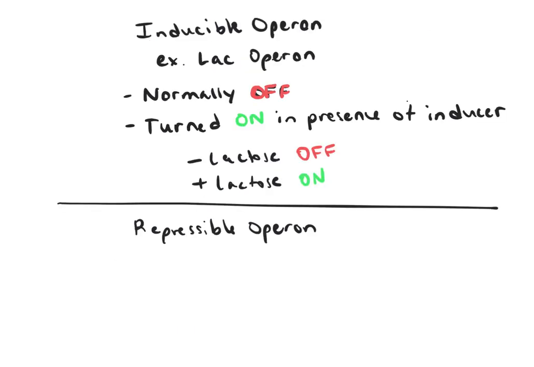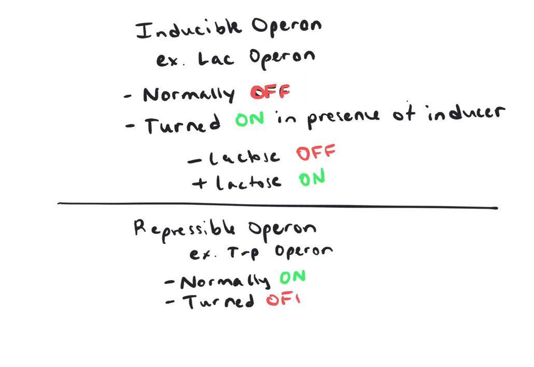Now we can contrast an inducible operon with a repressible operon. And the example of this is the trp operon. Now, what happens with these operons is that they are normally on. So they're biosynthetic pathways that are making something that the cell needs. Then they only turn off once that product has accumulated to high enough levels.